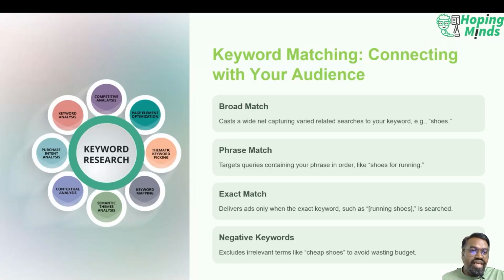Then comes the keyword matching. Now there are four types of keyword matching. We call it connecting with your audience. Let's say I'm searching for a keyword like running shoes, daily running shoes. That means I am an athlete, so I can also put a keyword like athlete shoes.